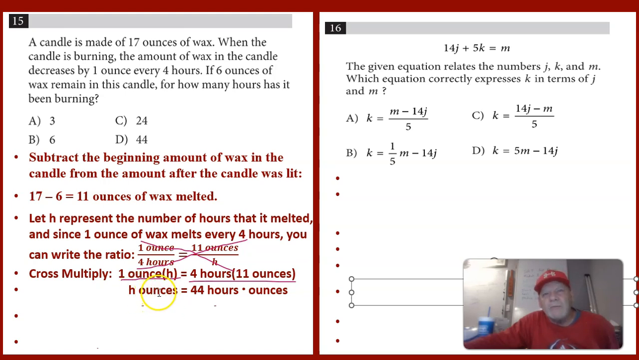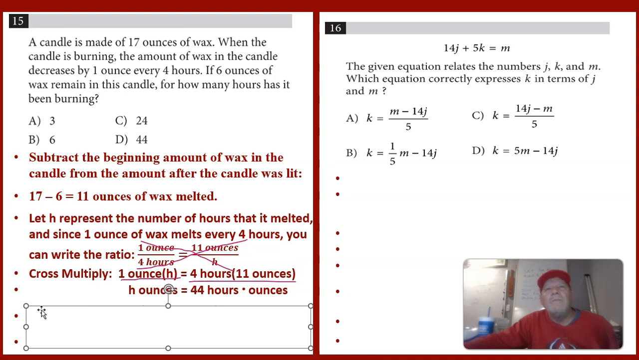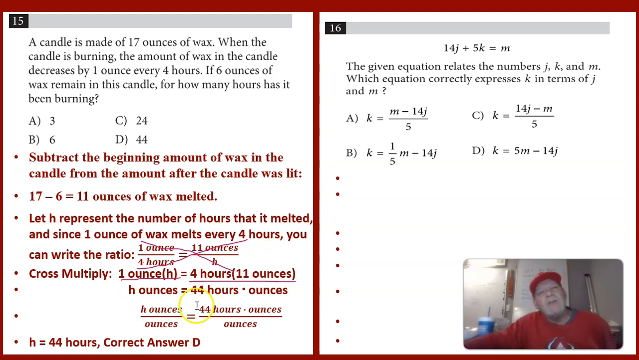Well, H times ounces, the inverse of that would be to divide. So I divide both sides by ounces. So I've got H ounces over ounces, and look what happens. The ounces cancel. And then I've got H, which is what I want to find, equals 44 hours. So H equals 44 hours. It happens to be choice D. Hopefully you're able to get that right. And some people can do it more quickly once they see it. All right, number 16. Pause this if you need to work it.